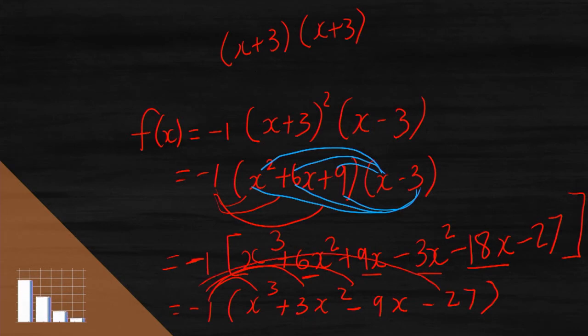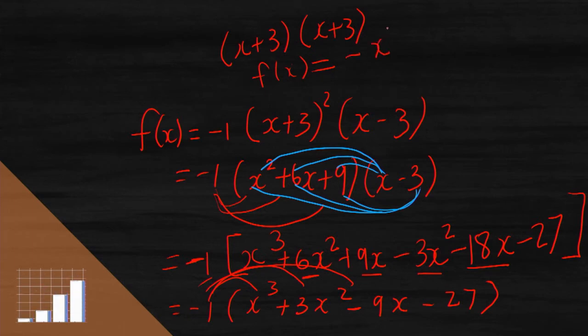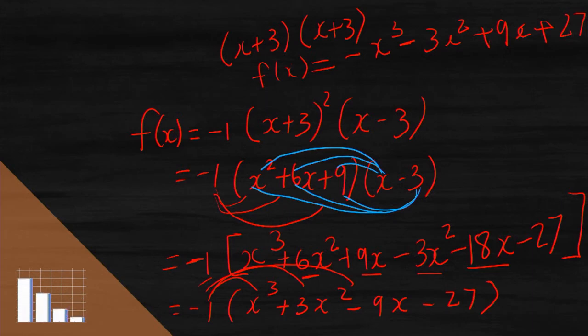So we end up with f of x is, sorry, let's go back there. F of x is equal to negative x cubed minus 3x squared plus 9x plus 27. All right, so we go back and look at what they said. They said show that A is -1, we've done that. B is -3, C is 9, and D is 27.